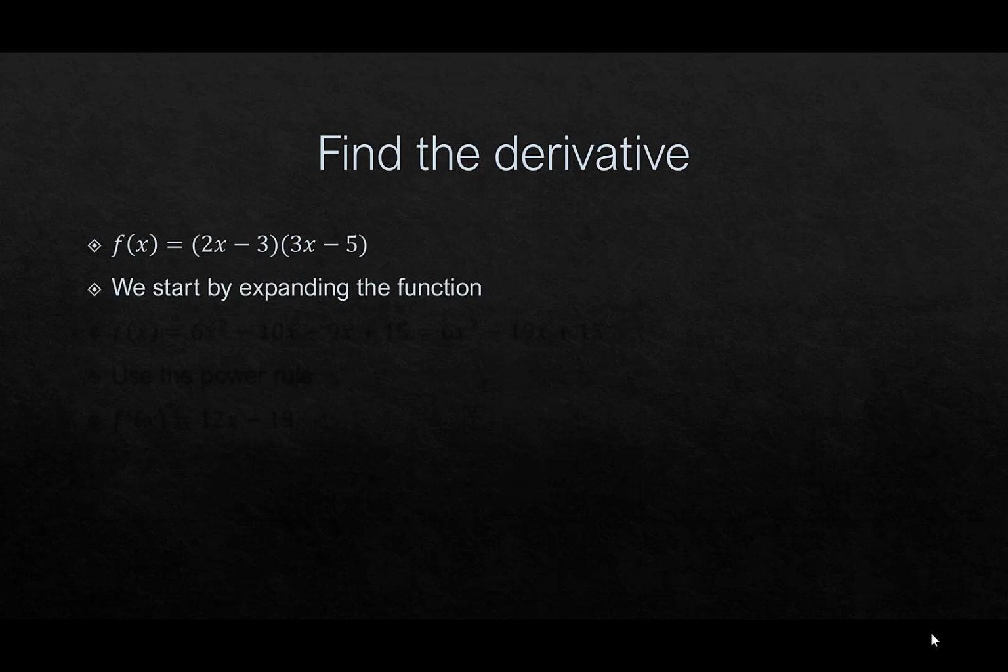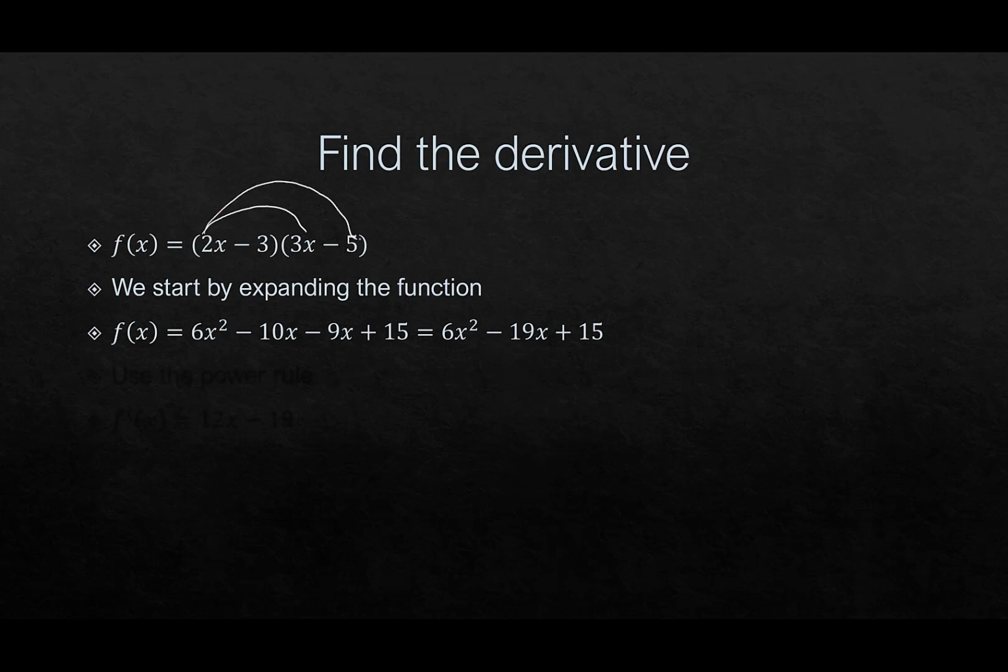We start by expanding the function. This will give us 2x times 3x is 6x squared, 2x times negative 5 is negative 10x, negative 3 times 3x is negative 9x, and then negative 3 times negative 5 is positive 15. We can combine the negative 10x and the negative 9x to get 6x squared minus 19x plus 15.